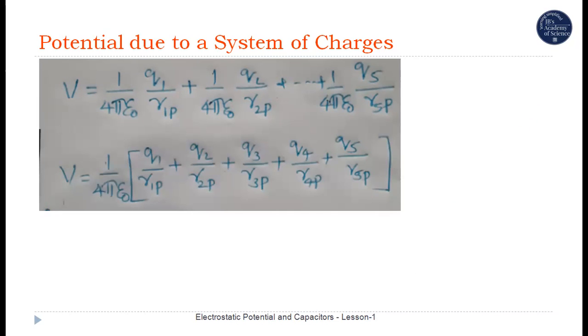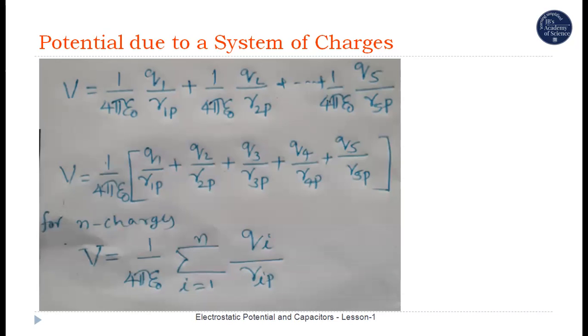We can take 1 by 4 pi epsilon 0 outside. So V is equal to 1 by 4 pi epsilon 0 times Q1 by R1P plus Q2 by R2P plus Q3 by R3P plus Q4 divided by R4P plus Q5 divided by R5P. Now, if there are n charges in the system, then we can replace the summation with the sigma notation. V is equal to 1 by 4 pi epsilon 0 sigma i is equal to 1 to n qi divided by rip. So this is the potential due to a system of charges.